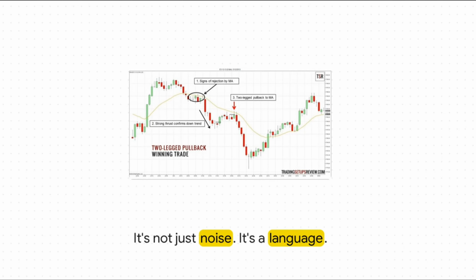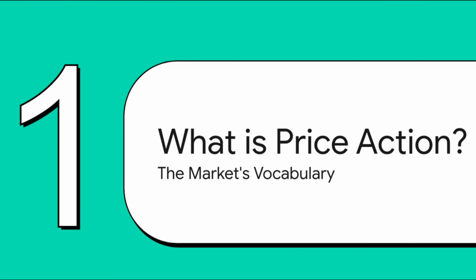You might look at this chaotic dance of red and green bars and just think, wow, that's just a bunch of noise. But it's not. It's actually a pretty sophisticated language that's being spoken by buyers and sellers all over the world. And just like any language, once you learn the vocabulary and the grammar, you can start to understand what everyone's talking about. So let's start with the absolute basics.